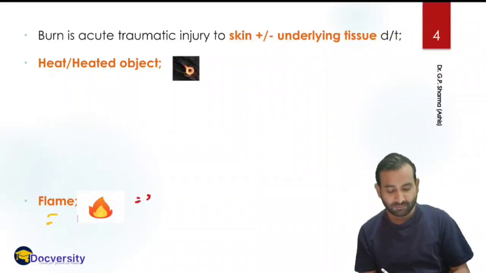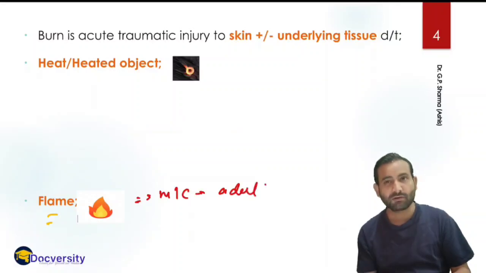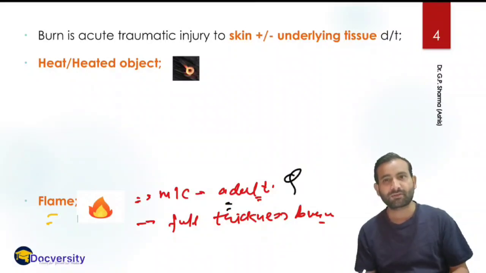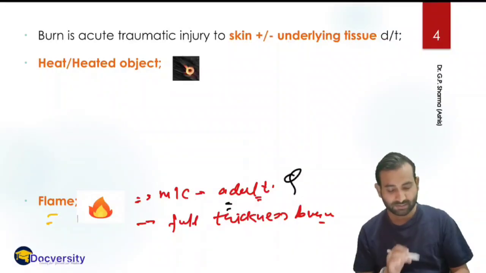So this flame burn is the most common cause of burn in adults. Most common cause of burn in adults is what? The flame burn. Hope you understand, right? And this flame burn produces the full thickness burn. This is a question in the exam. Okay, so flame burn produces the full thickness burn, and this is the most common cause of burn in adults. Please remember this one. This is a question in the exam.